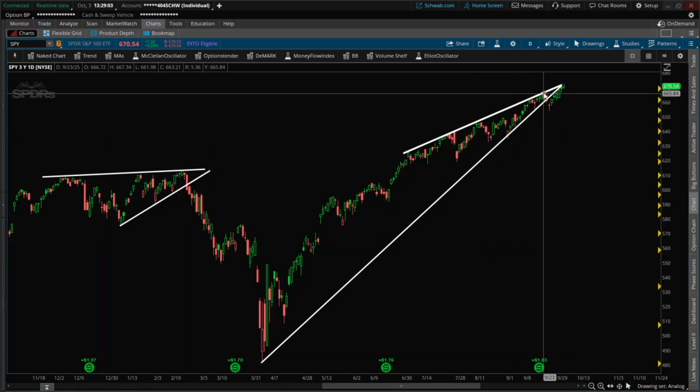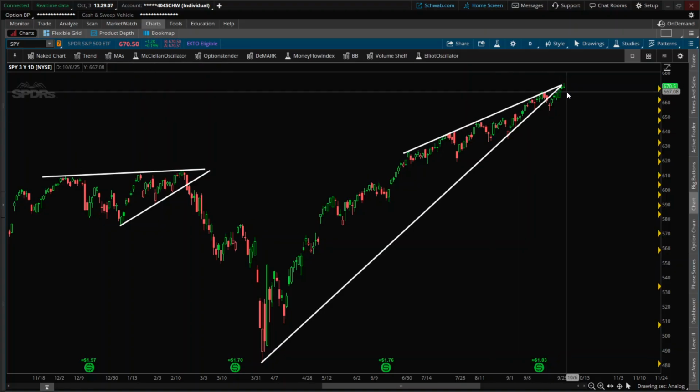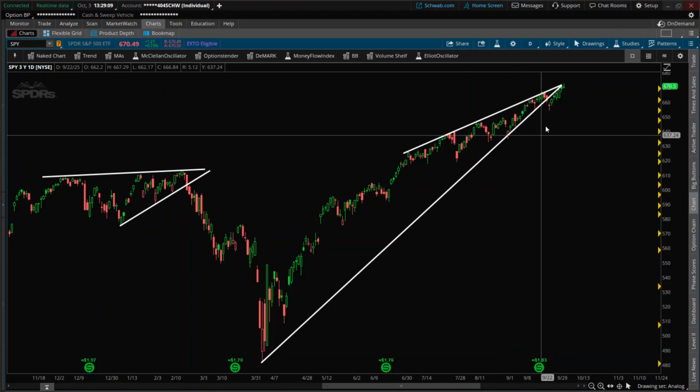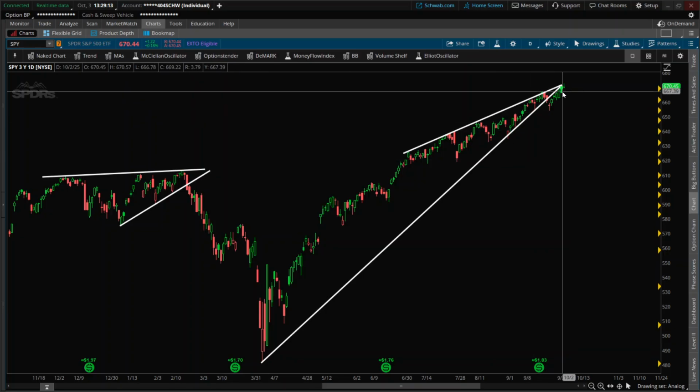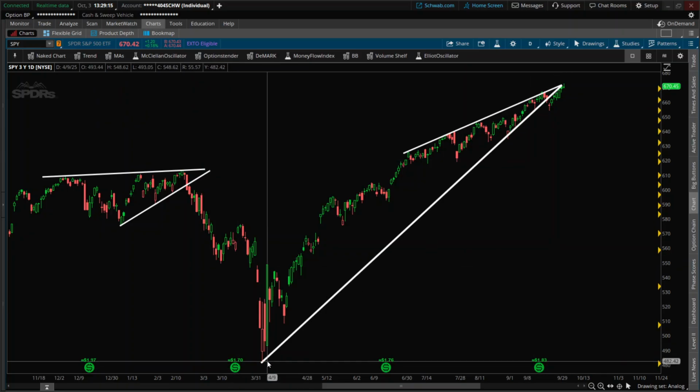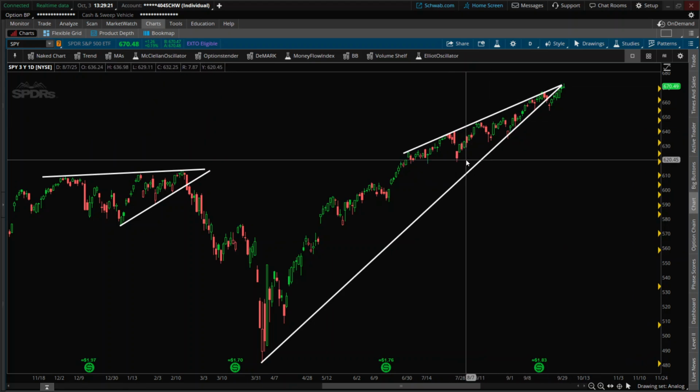Obviously, the probability of a move like this getting overextended with the market up, I don't know, 40% or so from the lows, we're probably going to get some rejection off of there. And I do think we're going to make new lows, but our first test here would be this wedge right here to test the lows of the wedge.